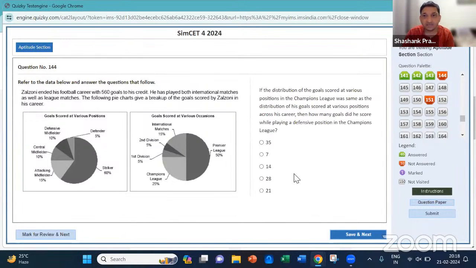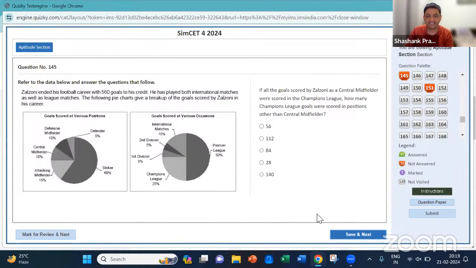Distribution at various positions in the Champions League was the same as across his career. Defensive positions in the Champions League. So defender 5% है ना, total cut. 5% of 25% will be 1.25%. 1.25% is 1/10 of 1/8. So 7. Correct? 1/10 of 1/8, right? 1/8 is 70, 1/10 is 7. I think 7 होना चाहिए. The options are far apart, but I like 7.